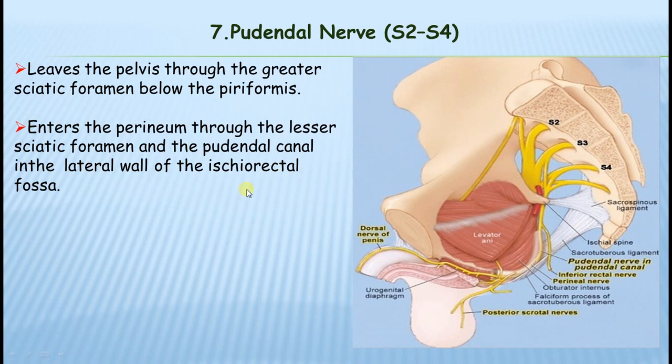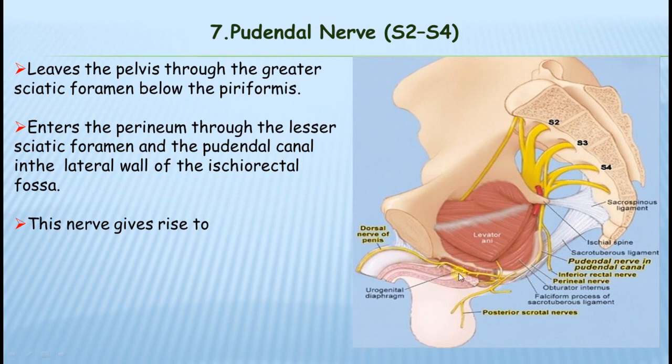So the ischiorectal fossa is again a separate topic. There we will see about the boundaries of the ischiorectal fossa. In the lateral wall you have a fascial canal called the pudendal or Alcock's canal. Inside this canal, the pudendal nerve runs and mainly divides into the perineal nerve and the dorsal nerve of the penis.